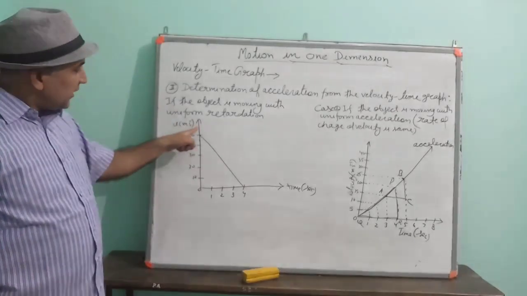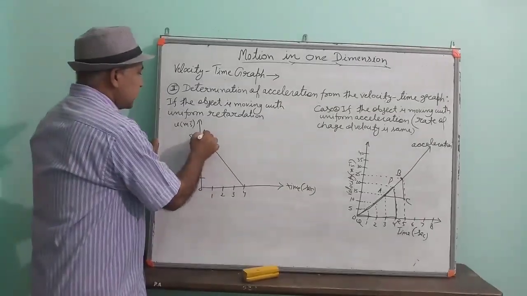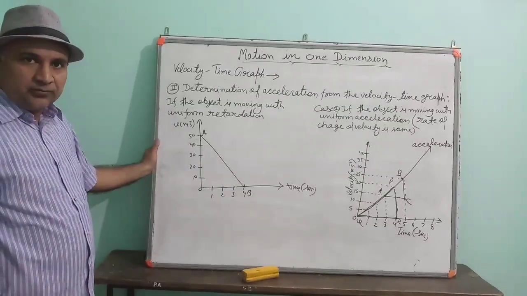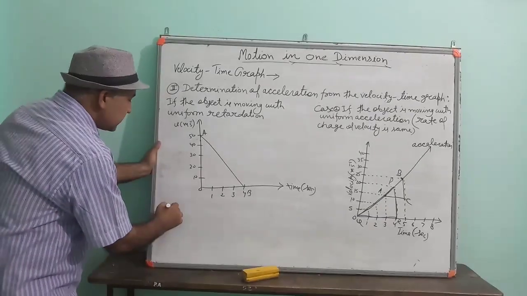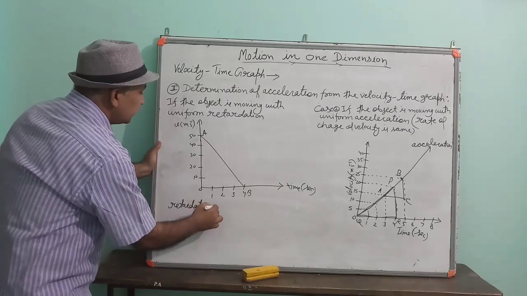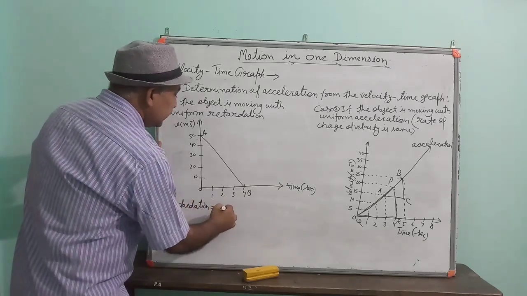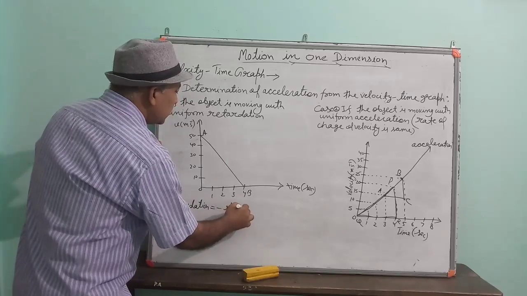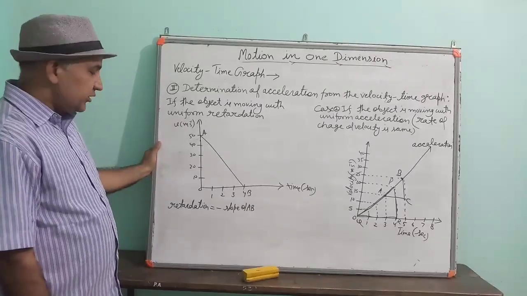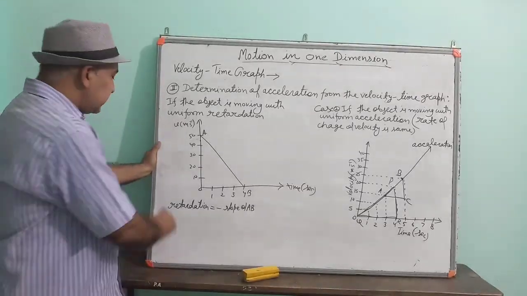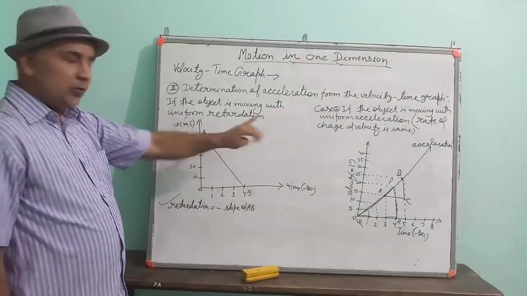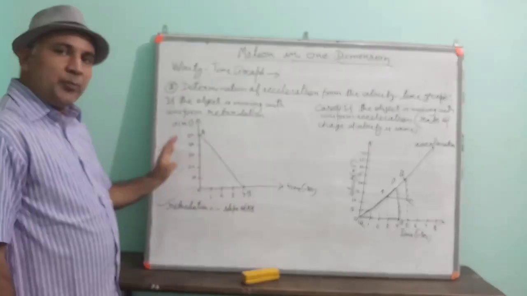So this is the graph. Here this line, suppose this is A and this is B, then this AB line will denote the acceleration. In this case, if we want to find retardation, then retardation will be negative of slope of AB. This point you have to remember. When you are finding the acceleration, slope is positive. But if you are finding retardation, then slope should be negative.